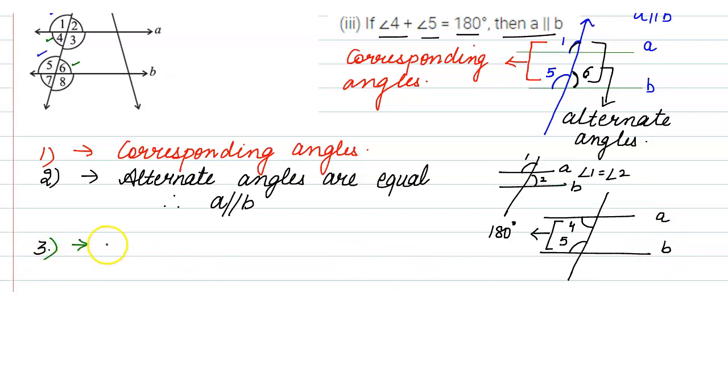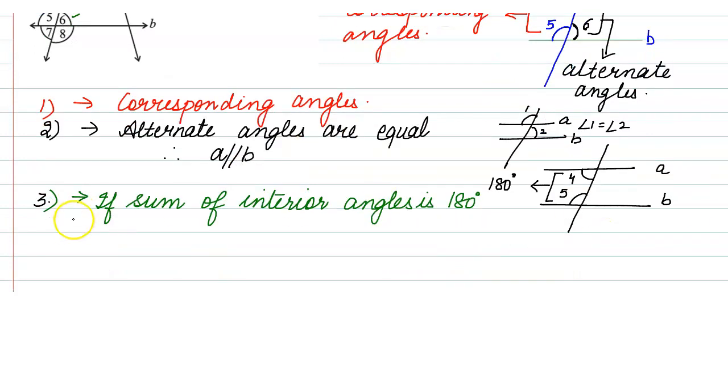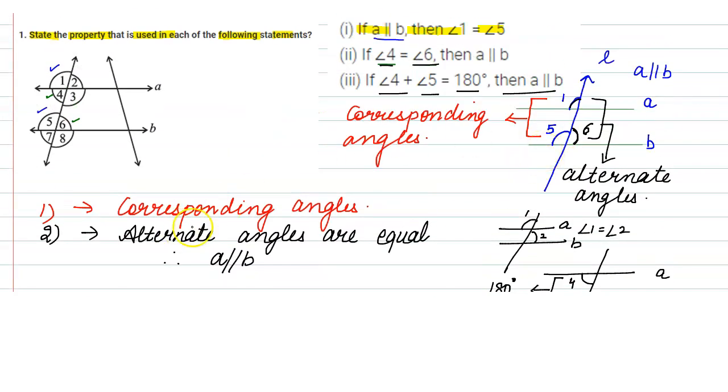Therefore for the third statement, if the sum of interior angles is 180 degrees, then the lines are parallel to each other. So therefore A is parallel to B. So I hope this question is clear. Thank you.